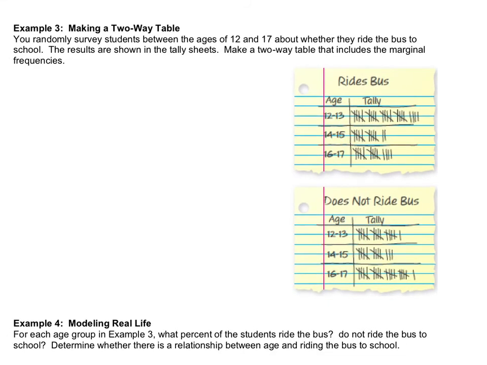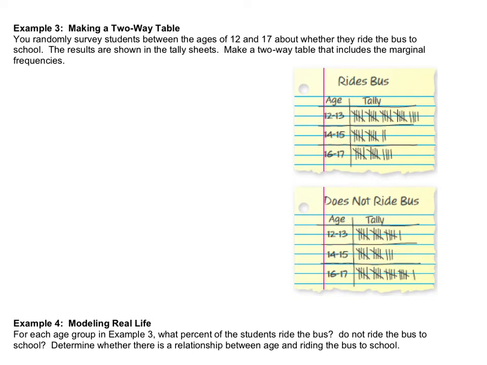So here's another example. So now we're going to make one of these things. We have some information about students who are ages 12 to 17 about whether they ride the bus to school or not. The little tally sheets here kind of show us. There isn't a right or wrong way to do this. You could do across the top one of the columns and across the bottom the other one. The labels are really up to you.